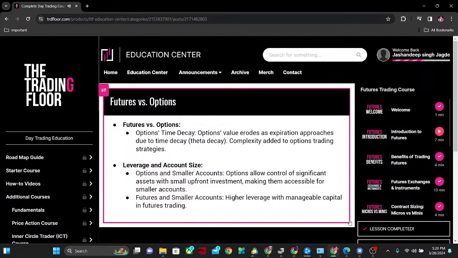Similarly, futures trading also caters to traders with smaller accounts. The margin requirements for futures contracts often provides higher leverage, allowing traders to manage more substantial positions with limited capital. This is where futures has a similar benefit to trading options, but again, without the issue of time decay.